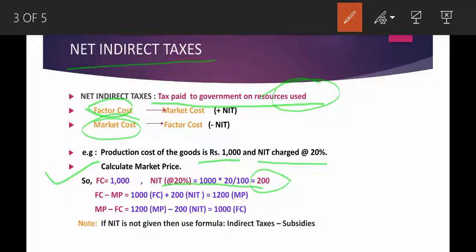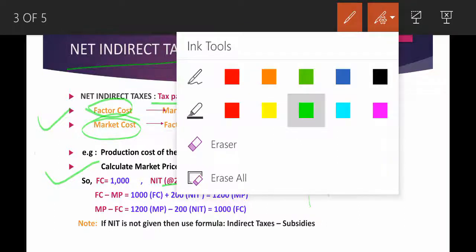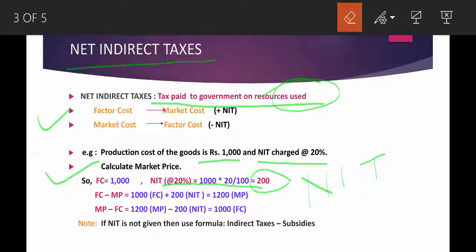200 is your NIT. Now if we go here, the concept says from factor cost to market cost. If you are going from factor cost to market cost, then what you have to do is add NIT.